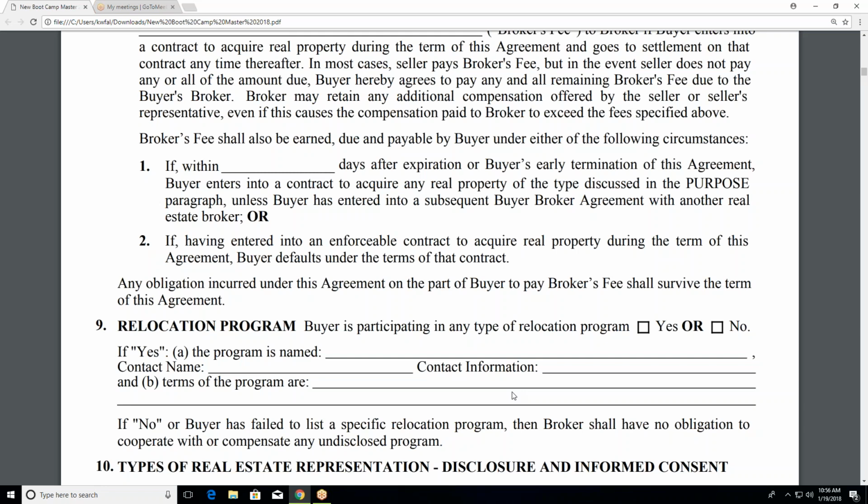ExxonMobil has the benefit, but the fee charge comes when it comes to the commissions. So in this particular case, Cartus charges about 45% of the commission. But Cartus isn't the agent, it's the relocation company. And there are many relocation companies out there.